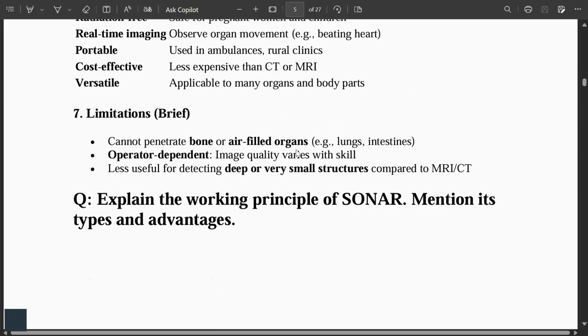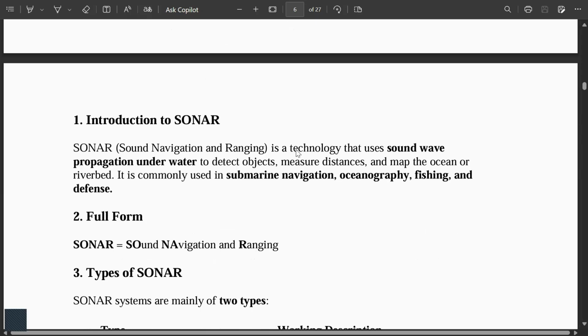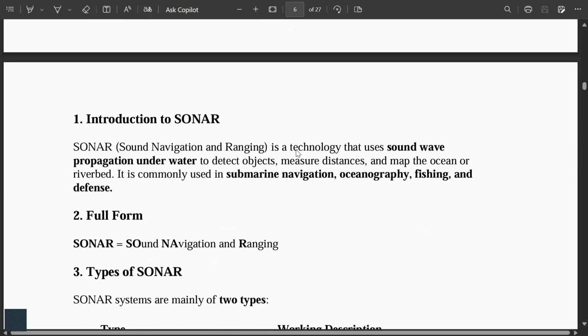Then explain the working of sonar and mention its types and advantages. So, introduction to sonar. Sonar is nothing but sound navigation and ranging. It is a technology that uses sound wave propagation underwater to detect objects, measure distance, and map the ocean or riverbed. It is commonly used in submarine navigation, oceanography, fishing, and defense.